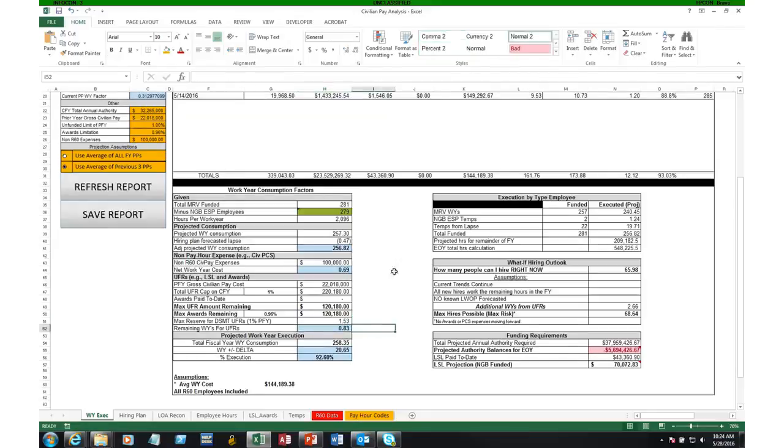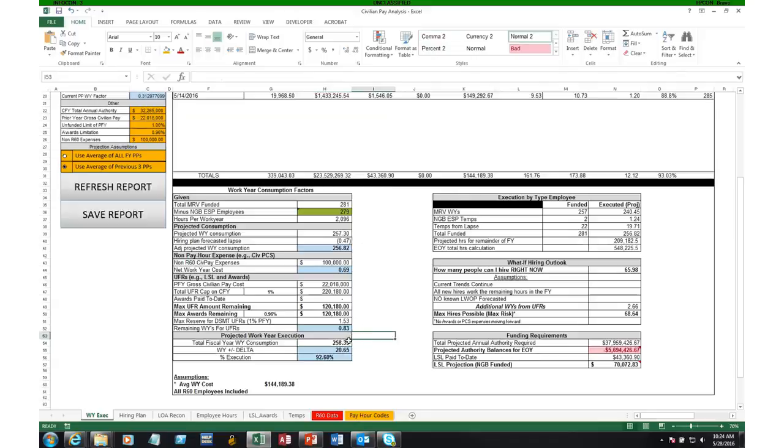So at the end of the day, it's this 256 in our actual hours execution, it's the 0.69 for what we've already spent, and it's the 0.83 on the total amount of work years that we could spend on UFRs, such as awards or other things. So that's what brings us to our 258.35, which, because we're funding at 279, if I'm getting that math right, is 20.65 work years that we are going to not execute at a percentage of 92.6%.